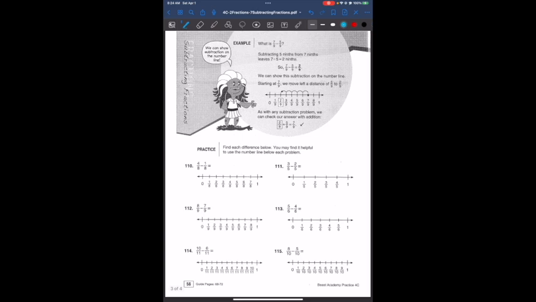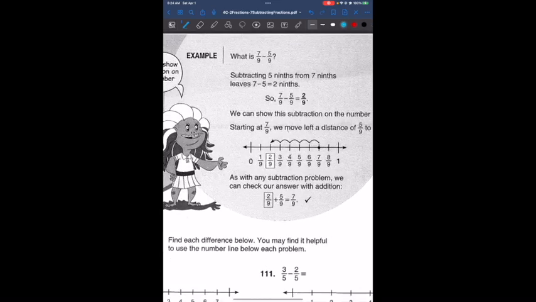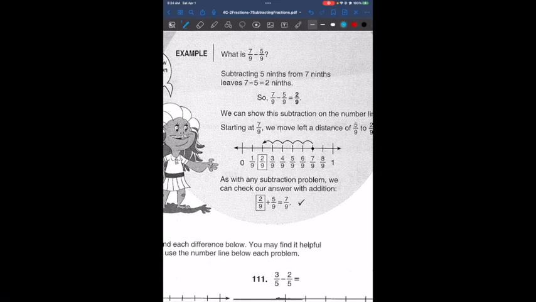Now we're going to talk about subtraction. So subtraction is also really similar to what we did for addition. It says, what is 7/9 minus 5/9? Again, since the denominator is the same, we keep the denominator and only play with the numerator. So it's going to be 7 minus 5, which is 2/9.